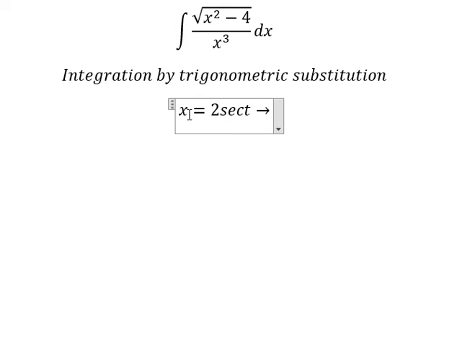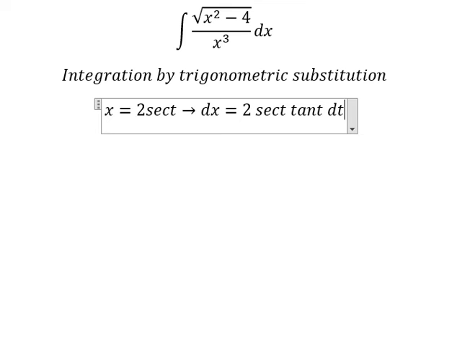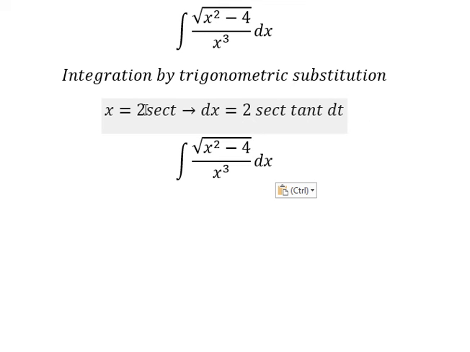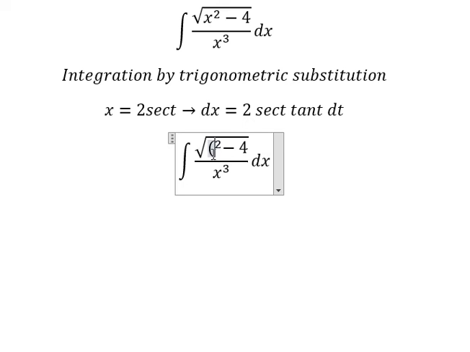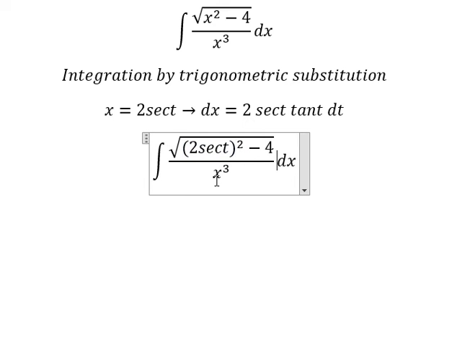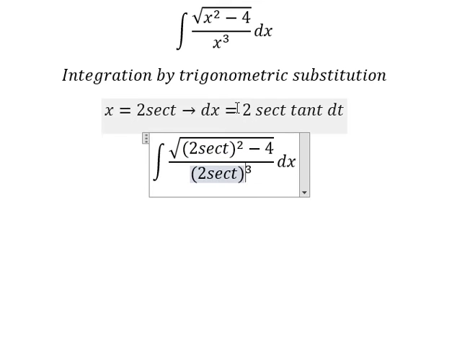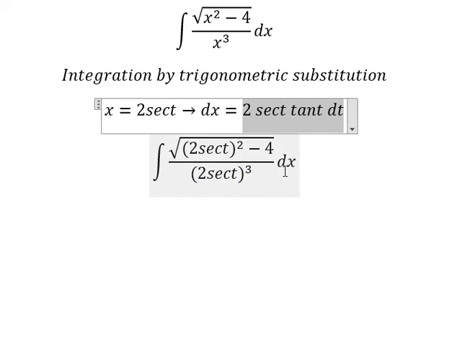Next, we need to do first the derivative for both sides, and we have 2 secant of t tan t dt. First, the derivative of this one, that is about this one. So I will put this one here, and this one here. Ds we change by this one.